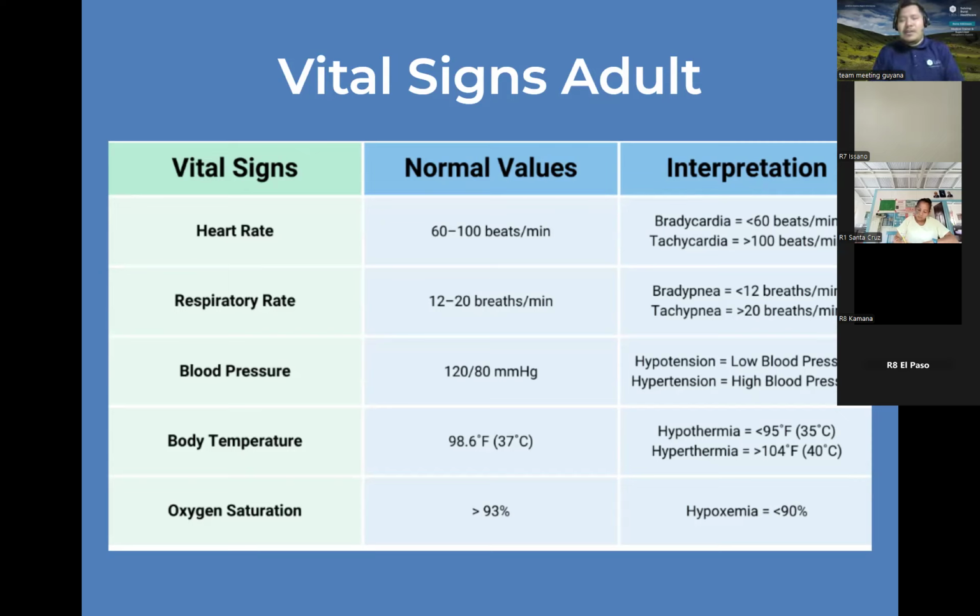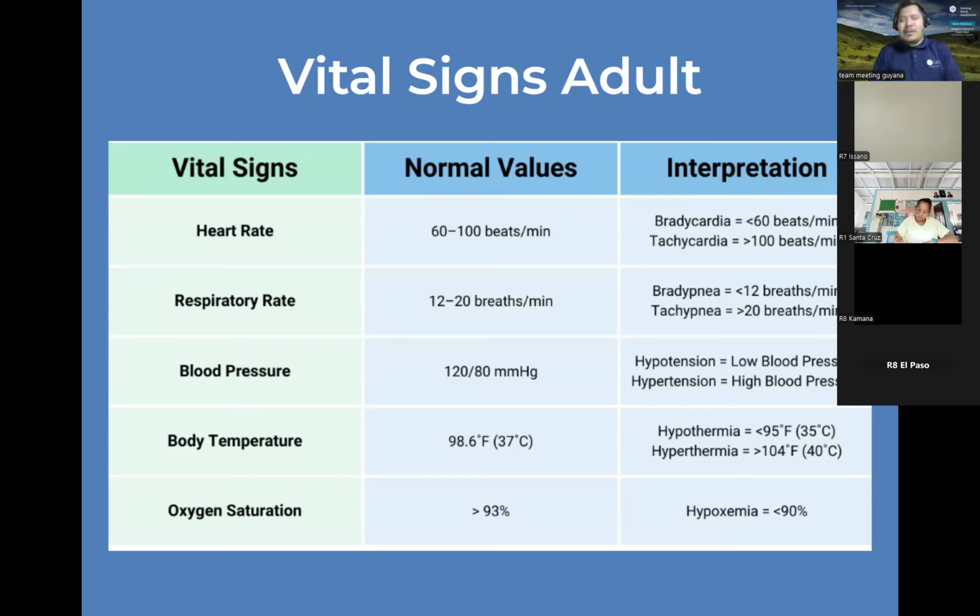Pediatrics, they are totally different, and this is something that you must know as well. Respiratory rate for a newborn should be between 30 to 50 breaths per minute. Normal heart rate should be 120 to 160 beats per minute. For infants, 1 to 12 months, your respiratory rate should be between 20 to 30 breaths per minute. Heart rate should be between 80 to 140 beats per minute.